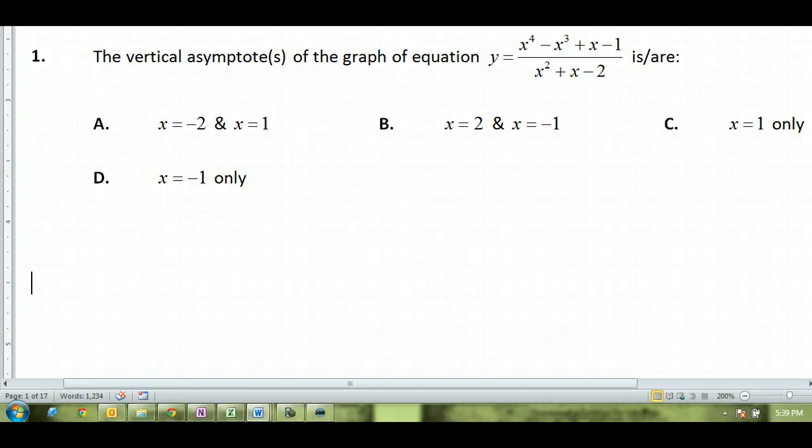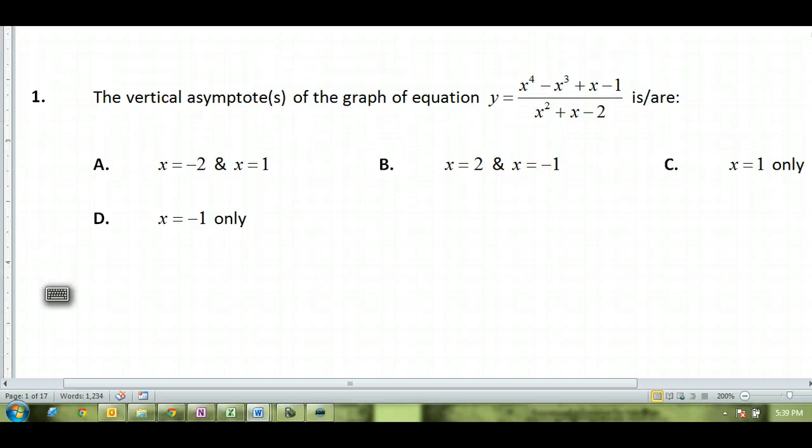All right, let's start correcting this practice exam. So here we go. First 15 questions are multiple choices. So here, question 1. Question 1 is about the vertical asymptotes. Let me get my pen. Here we go. Vertical asymptotes, all right, of this equation.